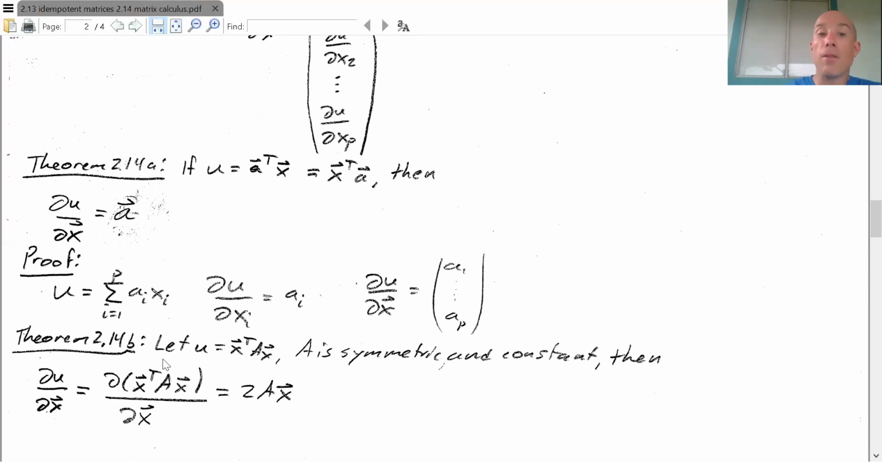Now let's take this a little bit further. Here the function was a product between two vectors. Now we want to look at the random variable vector transpose times a constant matrix times the random variable vector, and we're going to say that A is symmetric and constant. Then the derivative of U with respect to the random variable vector is the partial derivative of what we defined U to be, and it's just going to be 2 times the constant matrix times our random variable vector.